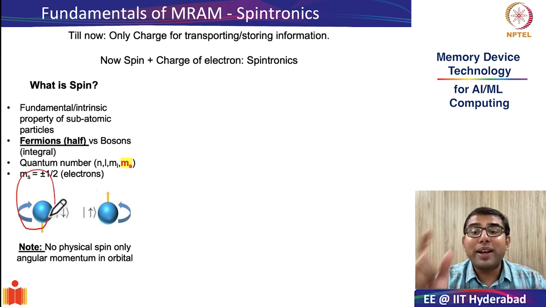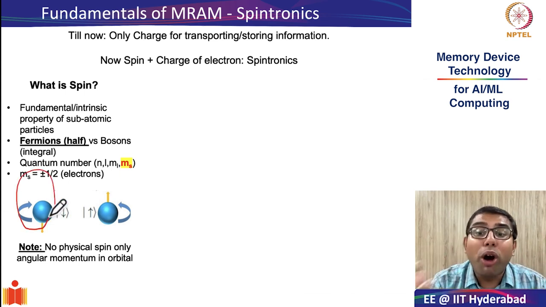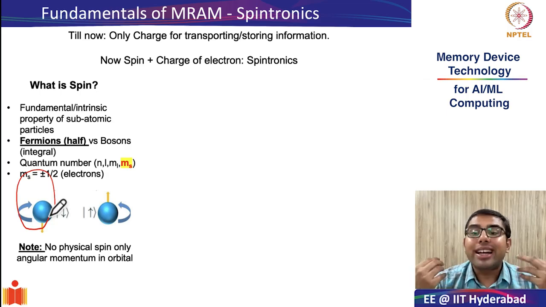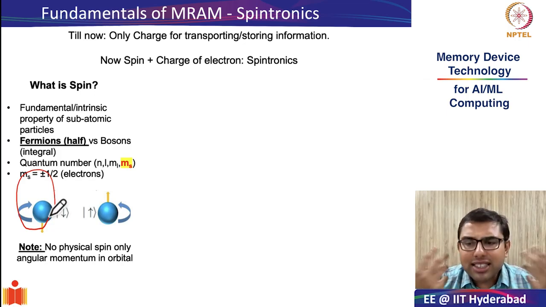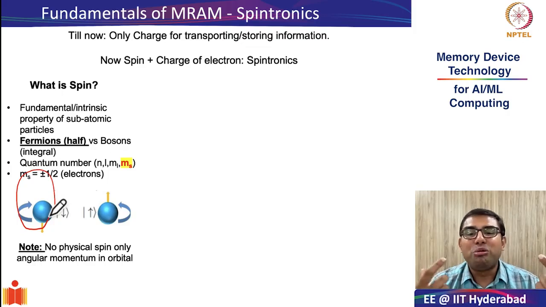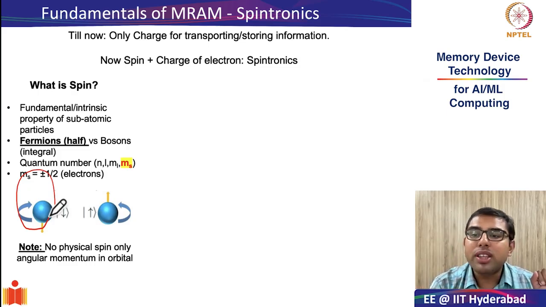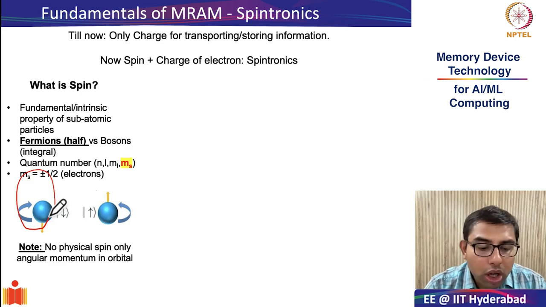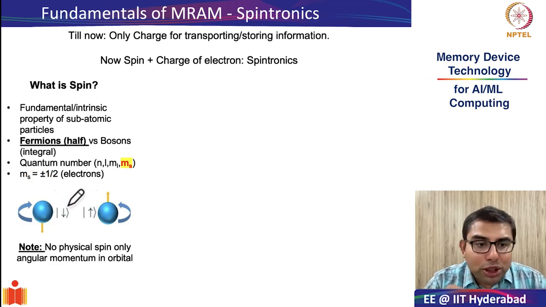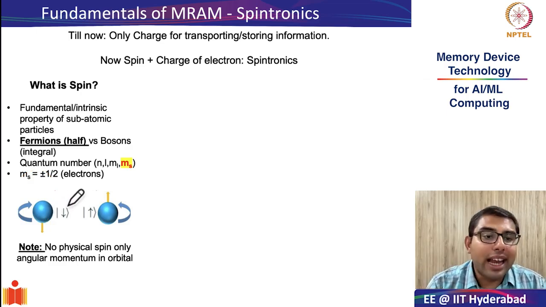There is no physical spinning like that of a ball. But in fact, it is a quantum mechanical property which gives particles some kind of an intrinsic angular momentum. But the best way to visualize what spin is, is to imagine that since the electron has both charge and spin, it behaves like a tiny magnet with a magnetic moment. And therefore, you can have both up spin and down spin of electrons.